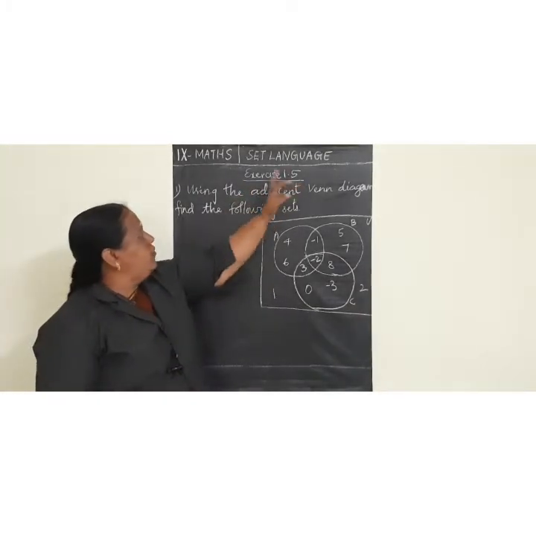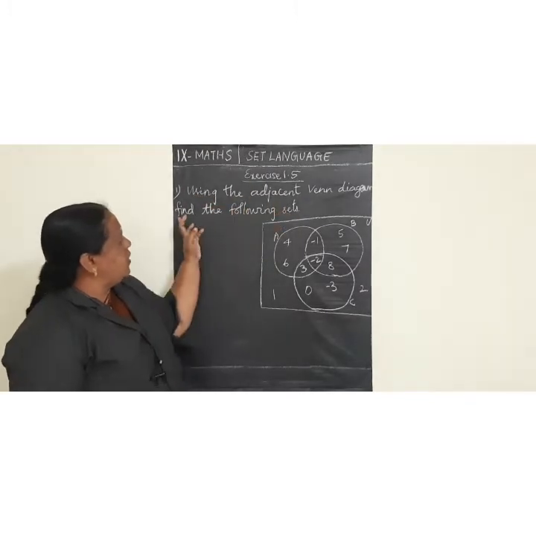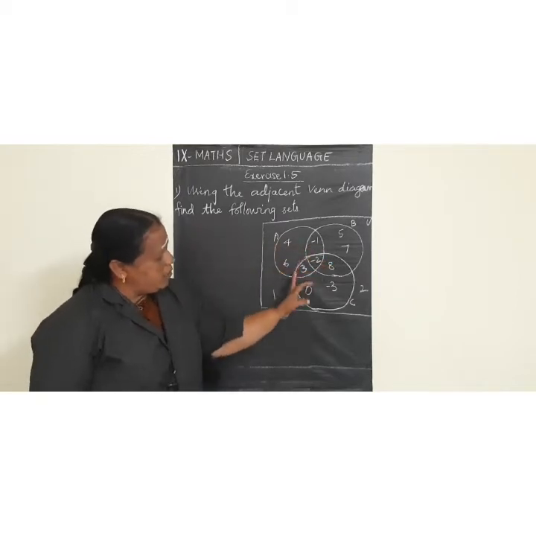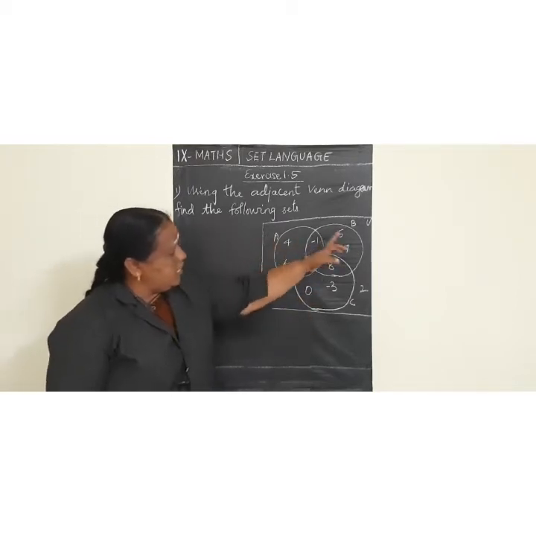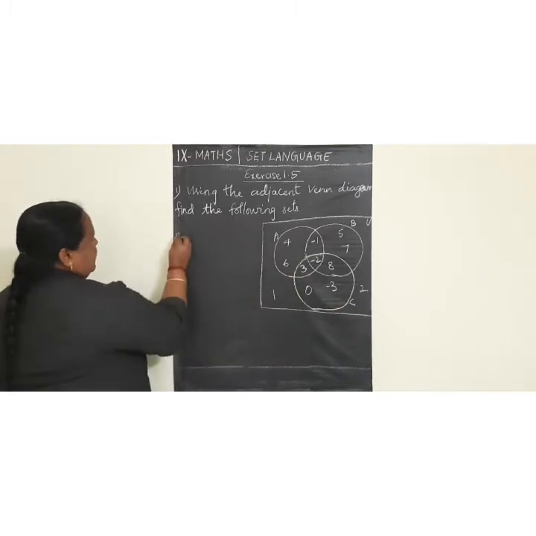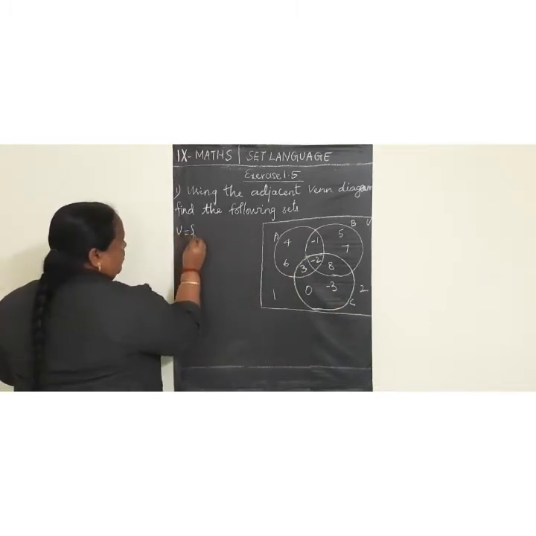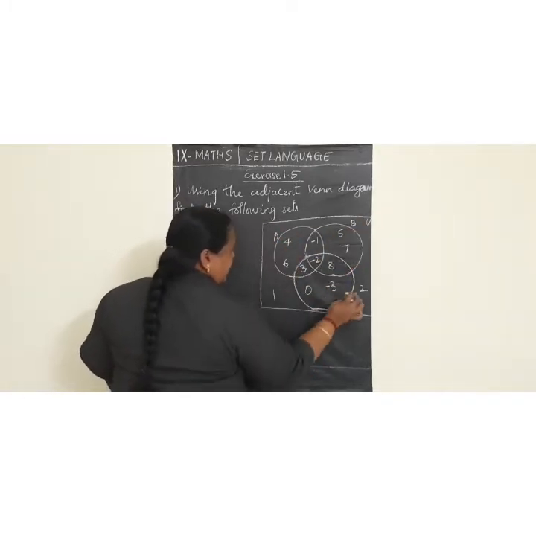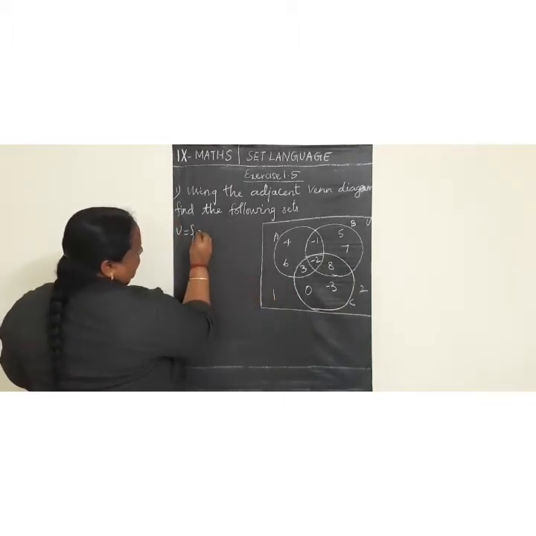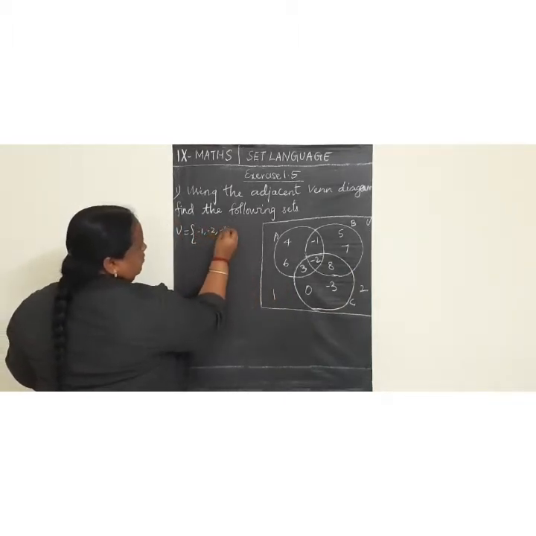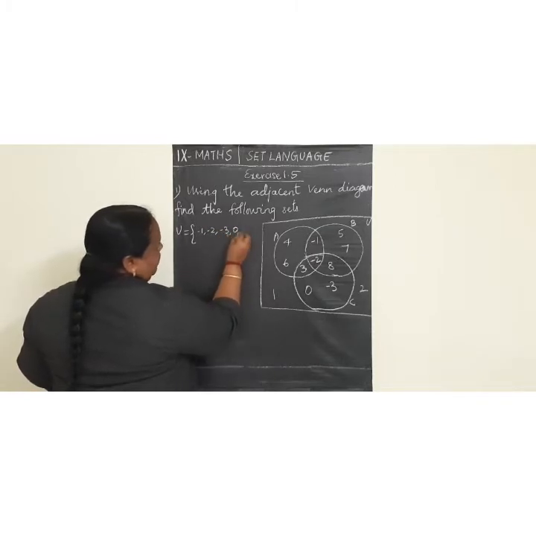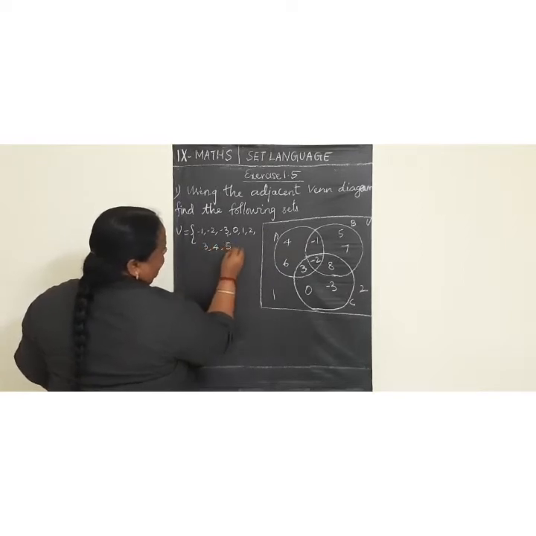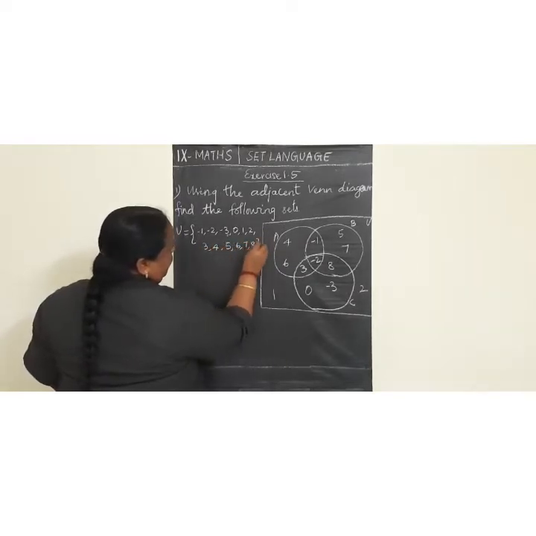Next, exercise 1.5. First question is using the adjacent Venn diagram, find the following sets. Here a Venn diagram is given. From this Venn diagram you have to write what are all the elements in the universal set, set A, set B, set C first. So U means what are all the elements in this box fully, the sets A, B and C. We have to write it. So minus 1, minus 2, minus 3, 0, 1, 2, 3, 4, 5, 6, 7, 8.